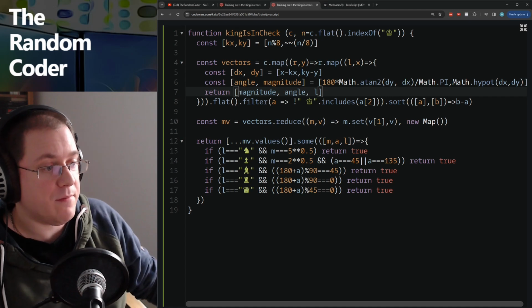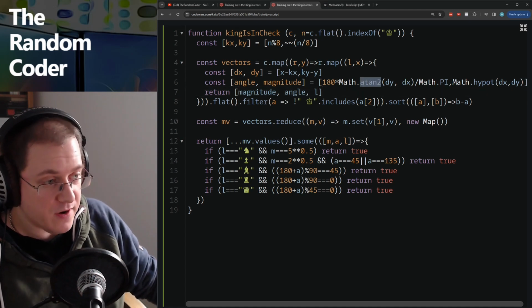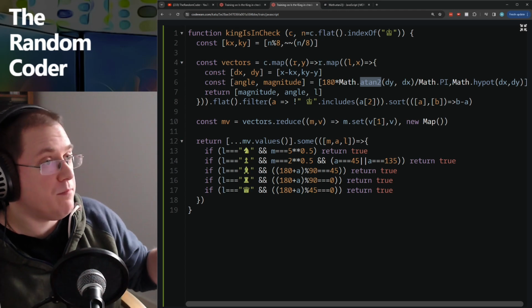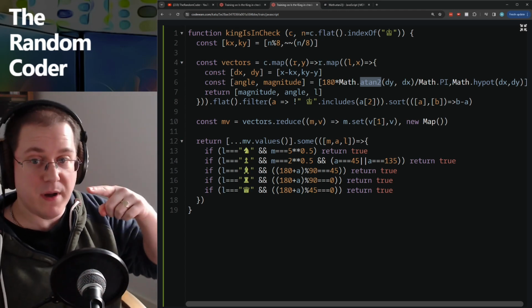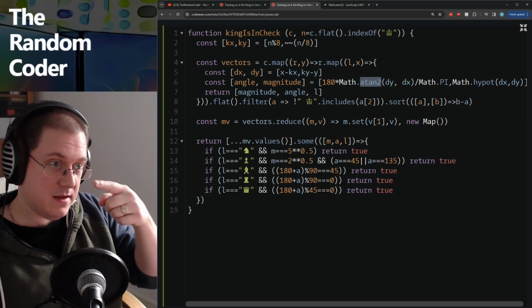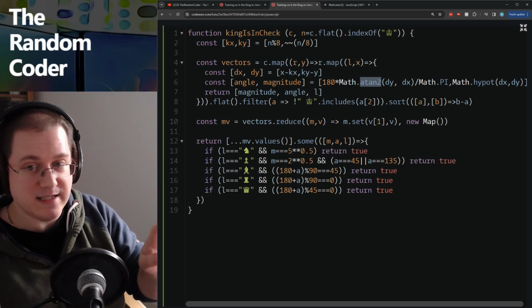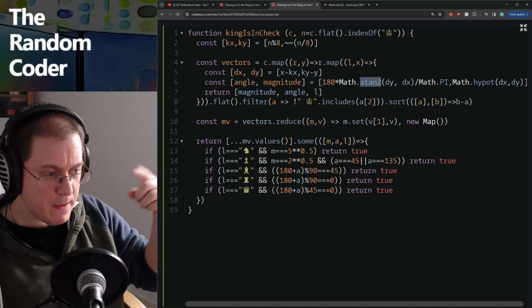So what we'll get back from the atan2 function is a value between plus pi and minus pi, depending on whether we're going in a clockwise or anti-clockwise direction. atan2 will return potentially either.